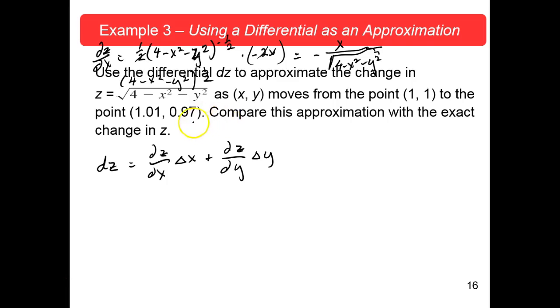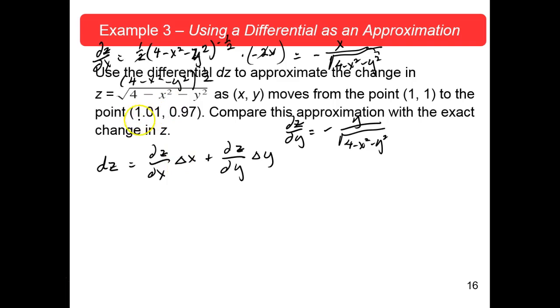Somewhere we need to do the partial of z with respect to y. And I think you can say it's going to be very similar: minus y over the square root of 4 minus x squared minus y squared. Okay, here we go, dz or the delta.